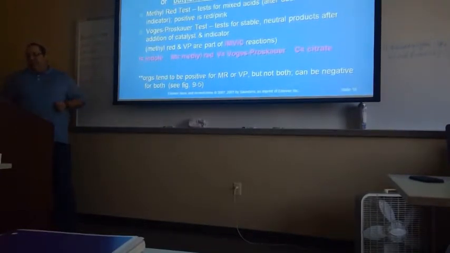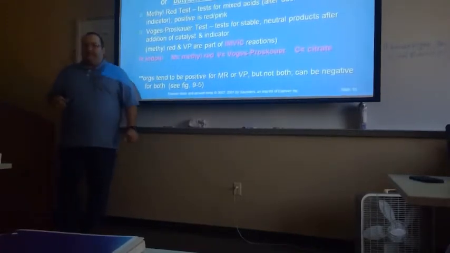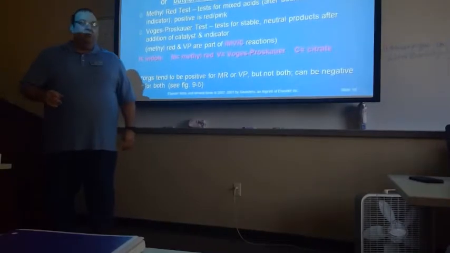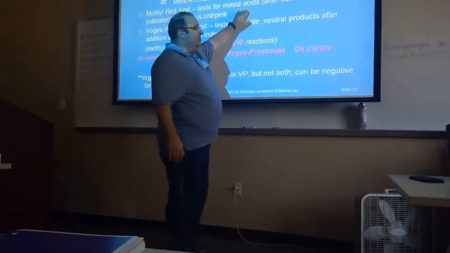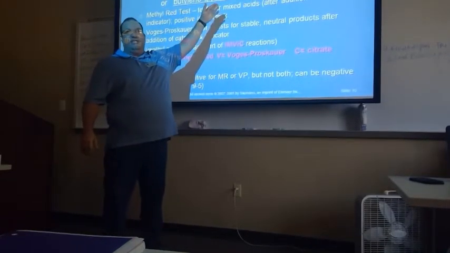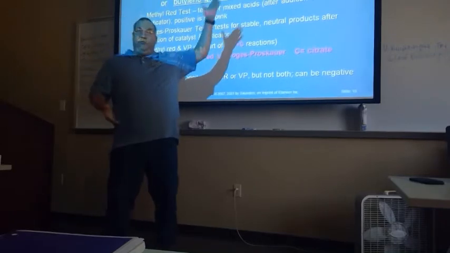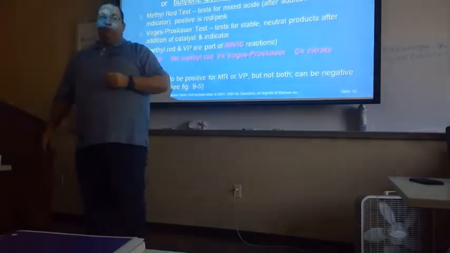Note at the bottom, organisms tend to be positive for the MR or the VP, but not both. Why? This is testing for mixed acids. This is testing for neutral. You can't be neutral if you produce mixed acids. So you're going to be one or the other. Or you can be negative for both, but you're not going to be positive for both.